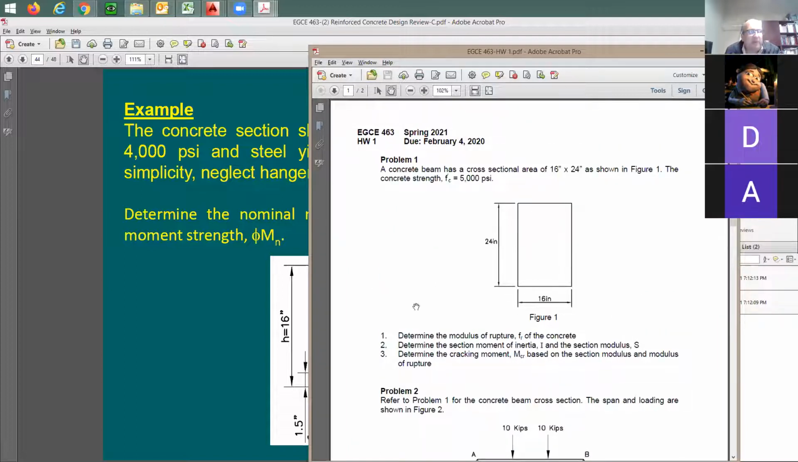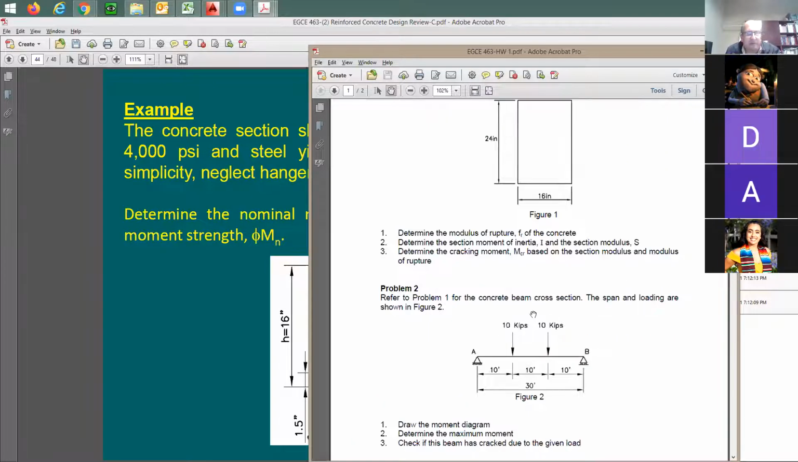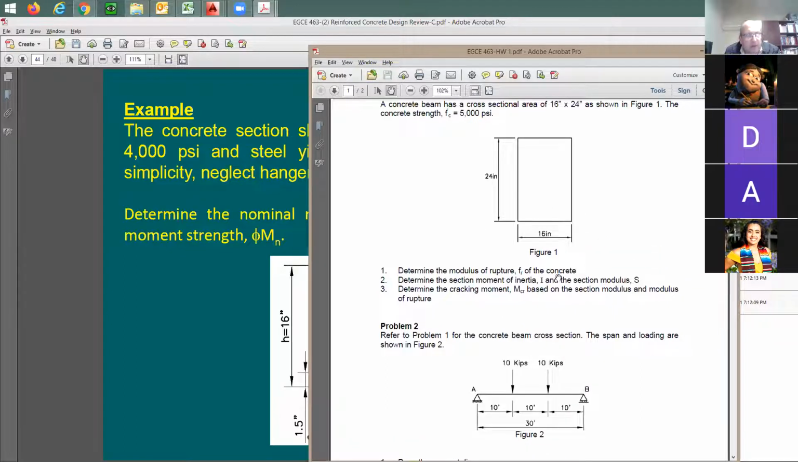Let's go here to problem number 1. Has everybody done this? Are you done with it? Safely, correctly? Any questions on finding out the cracking moment? What was C? It's just half. Say it again, I'm sorry. Like the compression block. In here, there's no compression block.